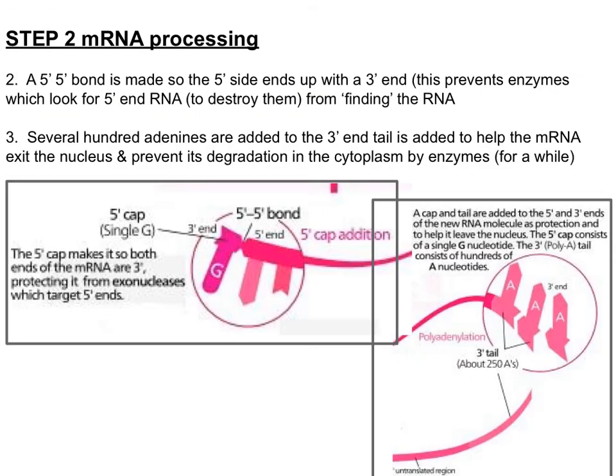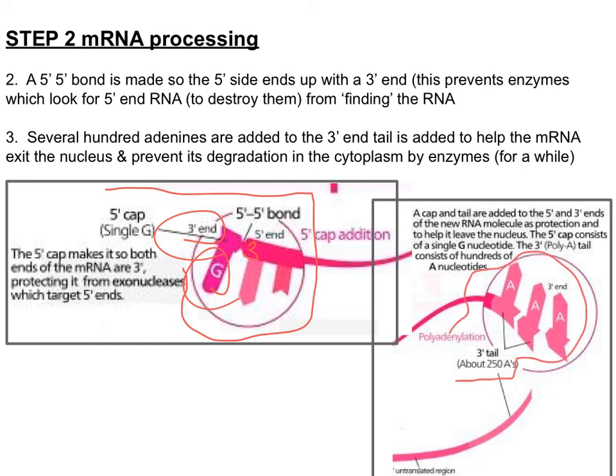So finally, after you have your introns and exons taken out, the last thing that's going to happen is you're going to put on a 5' cap. There's a guanine that gets flipped around. So basically you have 3' on one side and another 3'. And you have something called a poly A tail, which is put on the other end.